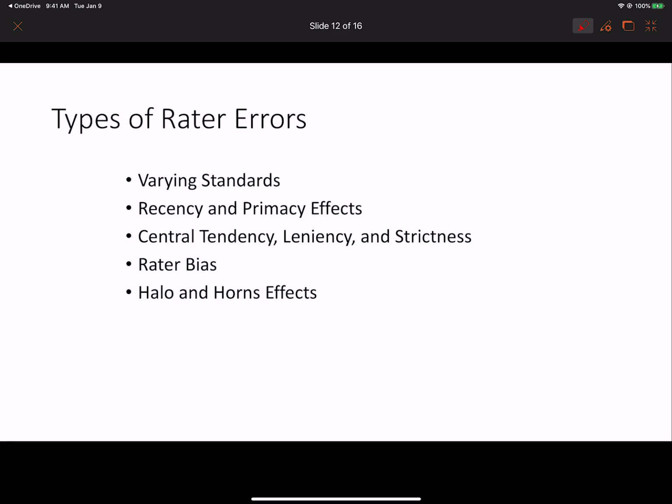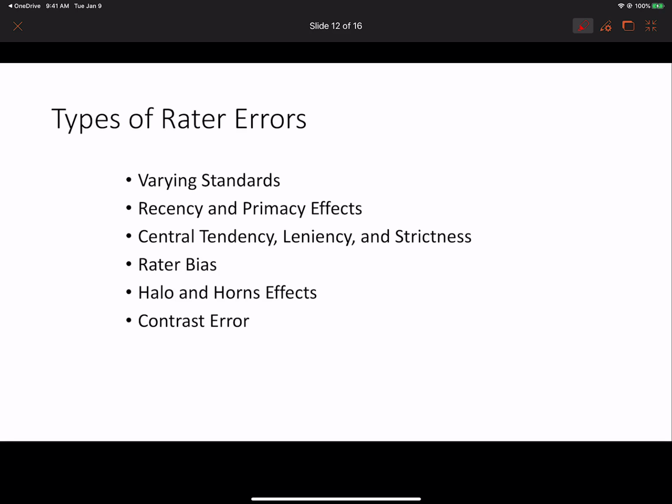The halo and horn effect. The halo effect is if a person makes a good impression on you by doing one thing well or impresses you with something, you tend to over-embellish that person's ability to do well in every area of their performance. And the horn effect is the opposite. If they do something that you don't like, then you have a tendency maybe to evaluate them negatively in light of that one negative attribute that they may have.